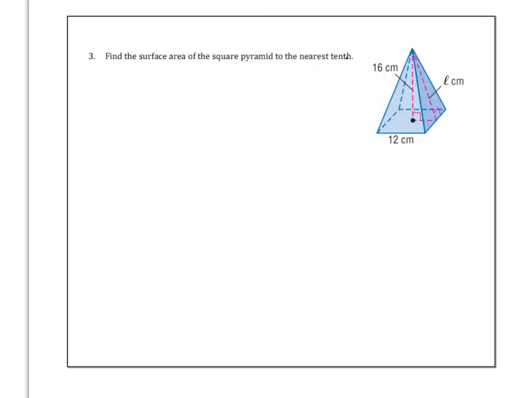Number 3. Find the surface area of a square pyramid to the nearest tenth. All right, I see surface area, I see pyramid. So our formula is 1/2 PL plus B. Let's go down the list. P. It says this is a square pyramid, so that means all sides are going to be 12. So 12 times 4, all around the bottom here, would be 48.